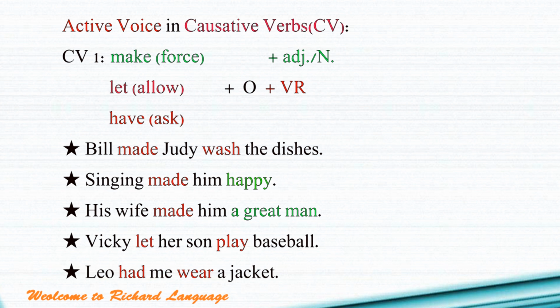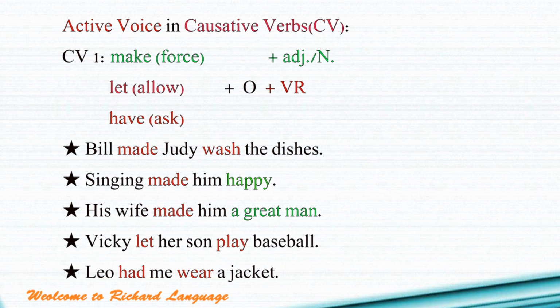Here you can see made is a CV and Judy is an object. So you see we use wash, the VR, here. Okay, let's see the next one. Singing made him happy. Here made is a causative verb, him is the object and happy is the adjective. So whenever we use make, you can also use an adjective or noun here. In this example, we use an adjective.